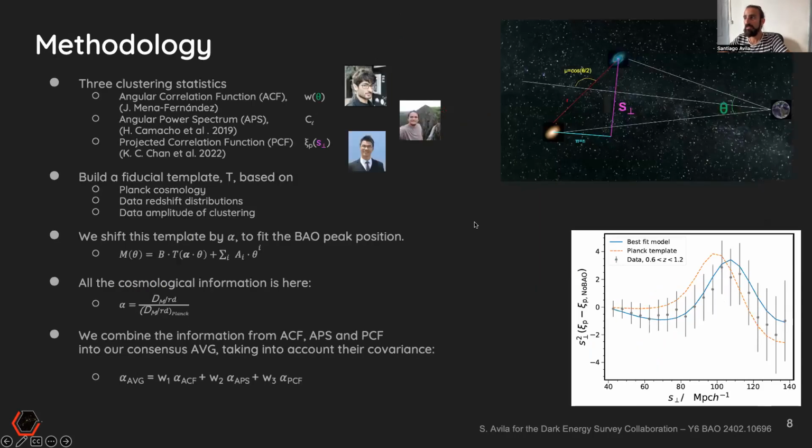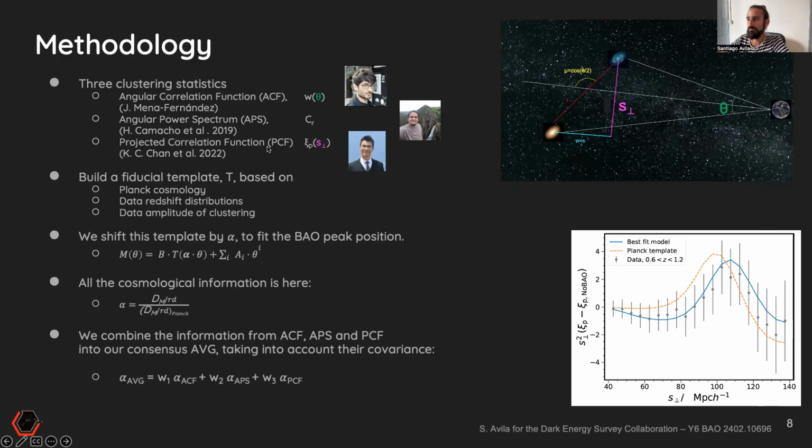Okay, on the methodology side, we consider 3 clustering statistics: the angular correlation function, the w(theta), in which we basically count separations of galaxies in the sky by a given angle. And then we can also project the sky into harmonic space and compute the Cls. This is led by Hugo, and this one is led by Juan.